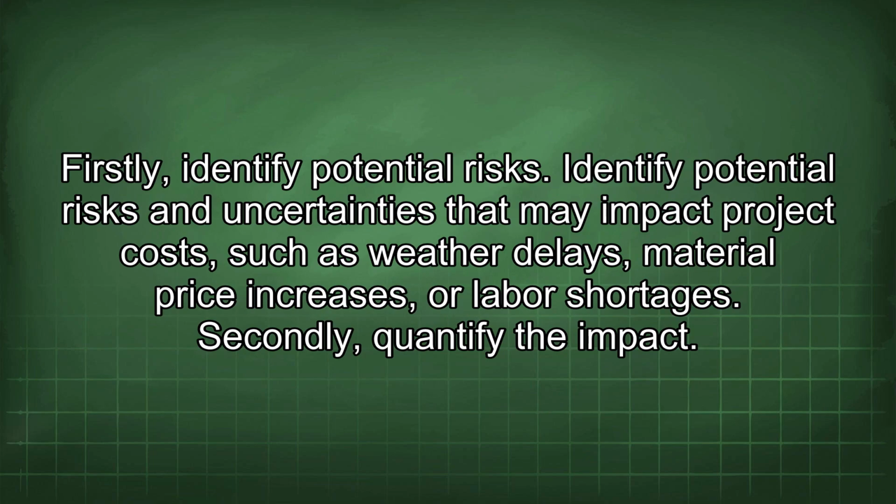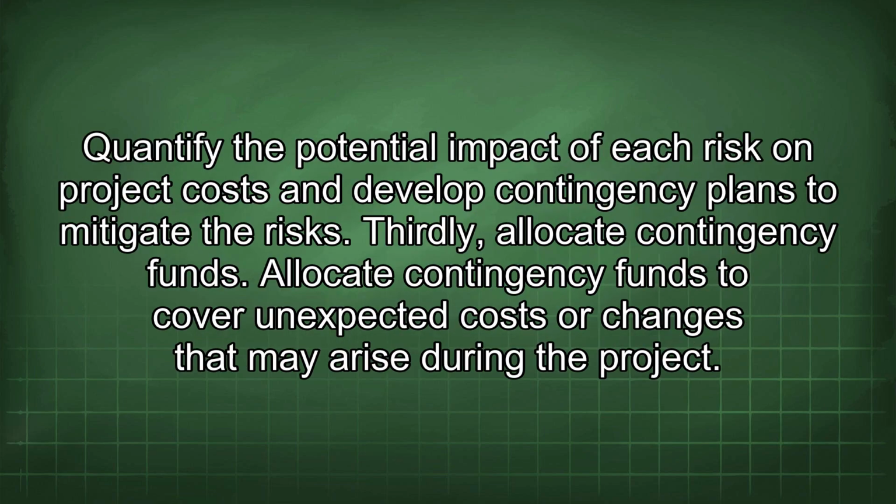Firstly, identify potential risks. Identify potential risks and uncertainties that may impact project costs, such as weather delays, material price increases, or labor shortages. Secondly, quantify the impact. Quantify the potential impact of each risk on project costs and develop contingency plans to mitigate the risks. Thirdly, allocate contingency funds. Allocate contingency funds to cover unexpected costs or changes that may arise during the project.